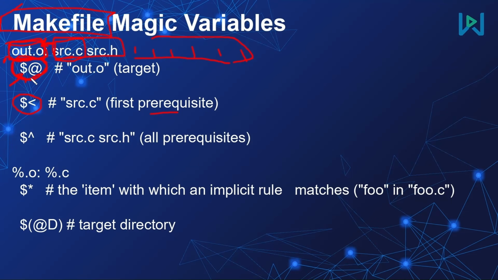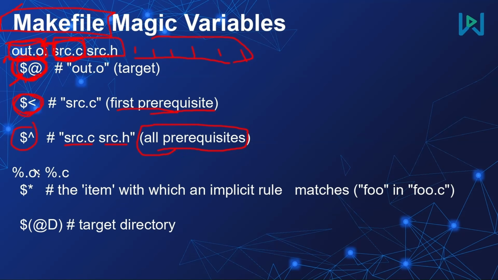For example, this $@ can be used within our Makefile rule to reference our Makefile rule output. This one can be used to reference the first Makefile rule prerequisite. In our case, it will be source.c. This one will be used to reference all Makefile rule prerequisites. In our case, it will be the source.c and the source.h, as you can see.